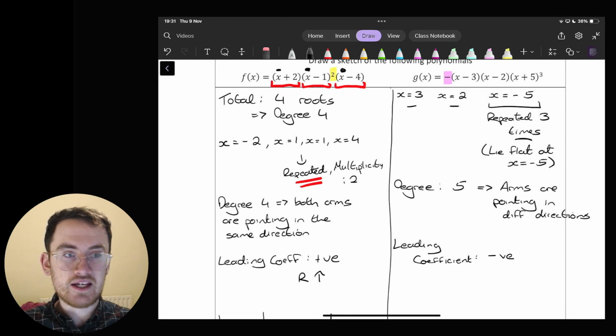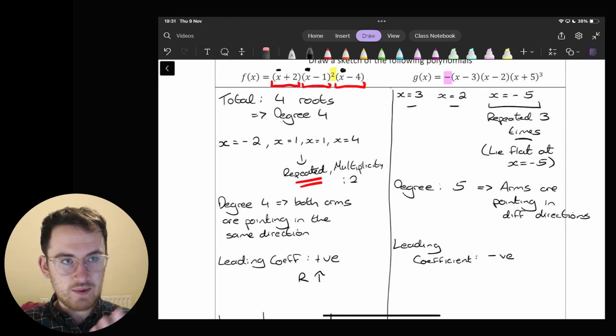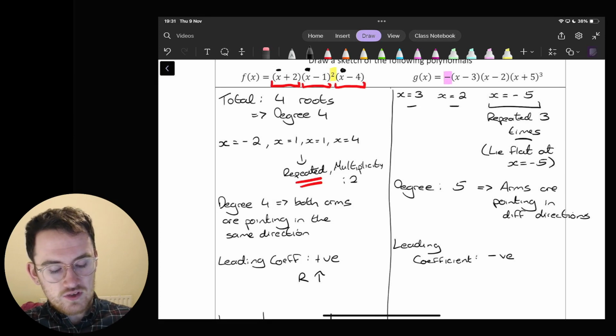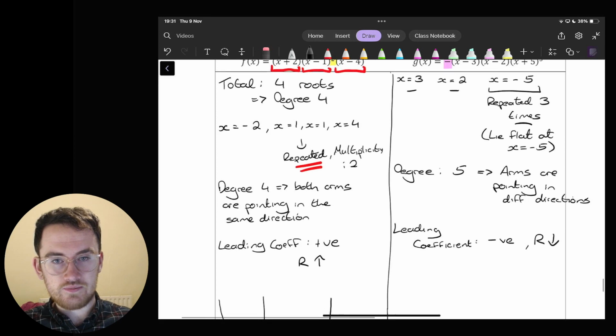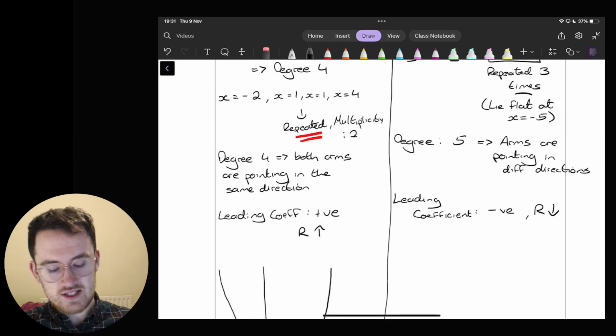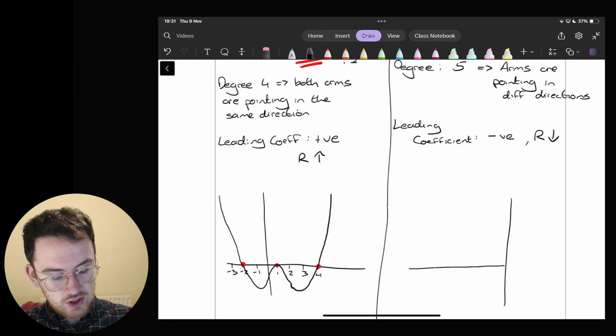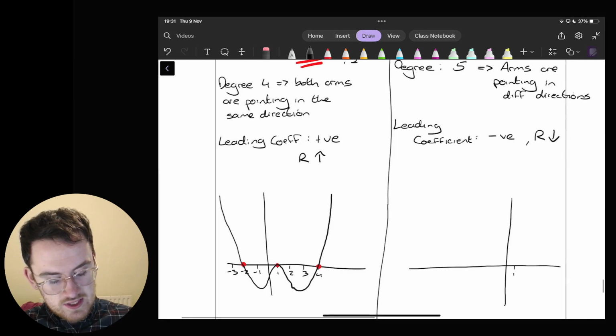When I would expand my brackets there, I would end up with -1 x to the power of 5. So my leading coefficient is negative. That means my right arm is going downwards. Okay, my right arm, I'm going to end on a decreasing idea. So I feel like I've gathered as much information as I can here from the polynomial. So let's just sketch some of this out.